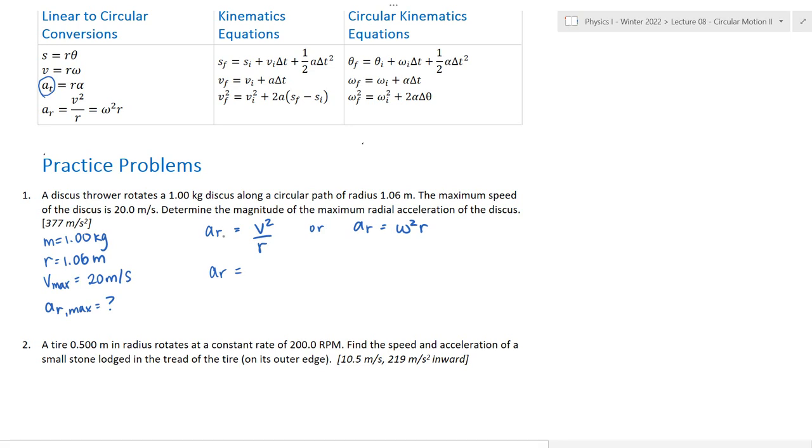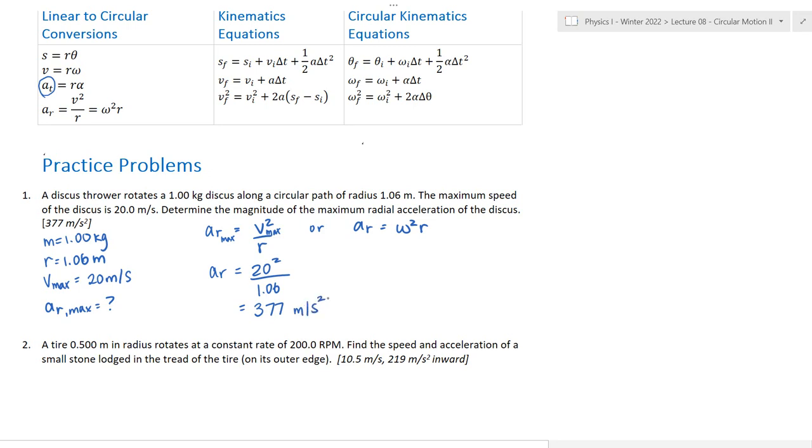So my maximum speed is 20 meters per second. I'm going to square that for the equation, so 20 squared over R, which is 1.06. Notice that the mass of the discus really didn't make any difference. We didn't use it in the equation at all. I'm going to just type this on my calculator, 20 squared over 1.06, and I get 377 meters per second squared.